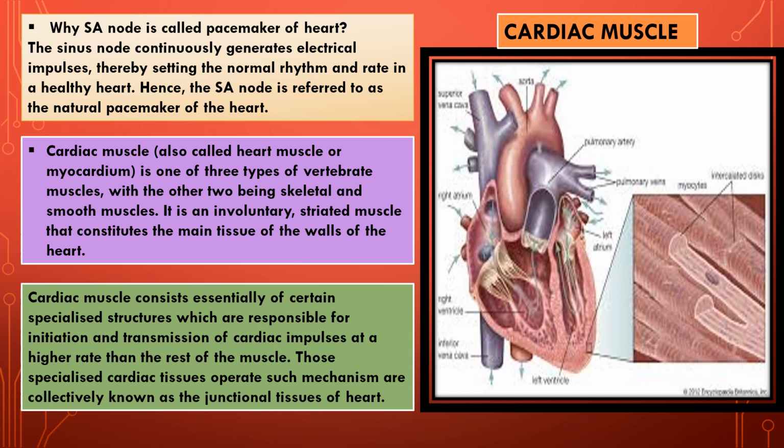Now, cardiac muscle consists essentially of certain specialized structures which are responsible for initiation and transmission of cardiac impulses at a higher rate than the rest of the muscle. Those specialized cardiac tissues that operate such mechanism are collectively known as the junctional tissues of heart. You can see in the diagram cardiac muscle has been clearly shown.